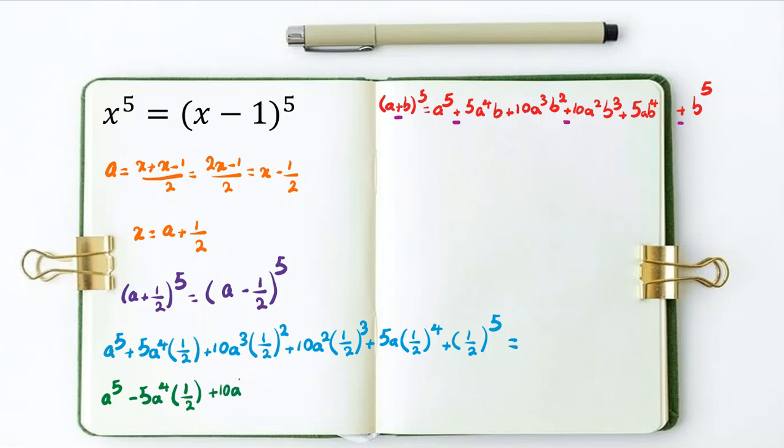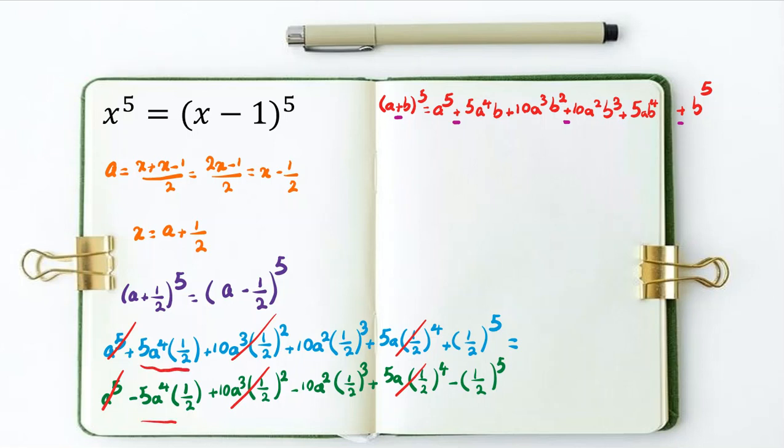It will be plus 10a cubed because here we have 1 over 2 squared. Next one will be minus, because the power of negative 1 over 2 is odd. Plus 5a 1 over 2 to the 4, minus 1 over 2 to the 5. Okay? Now, let's cancel them with red. We cancel a to the 5 and a to the 5, this part and this part, this part and this part. Let's see what is left.